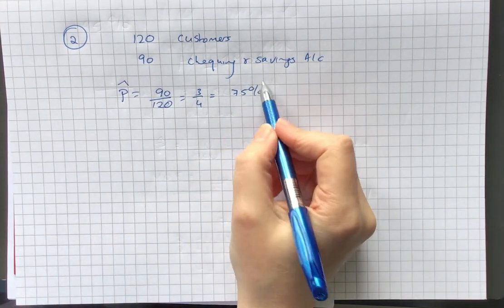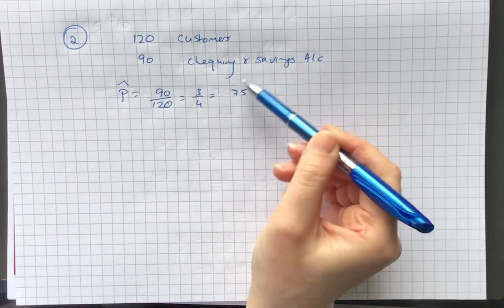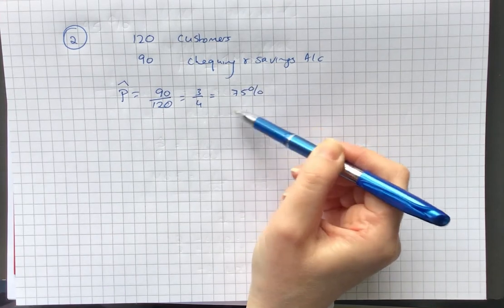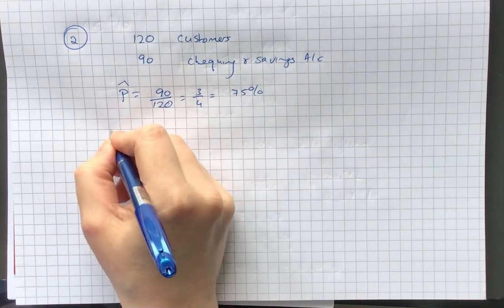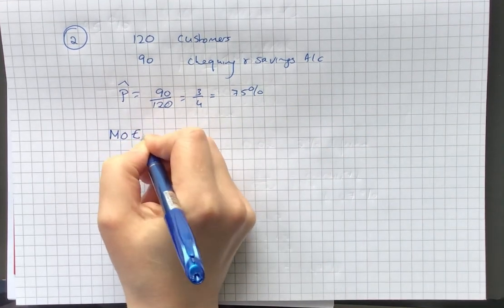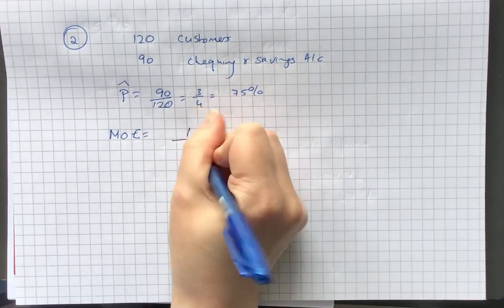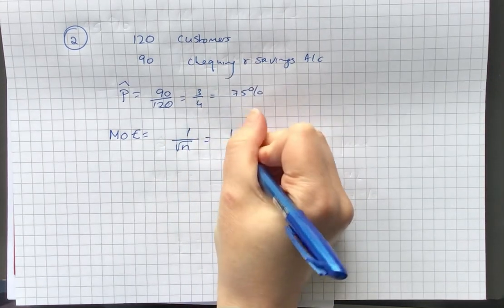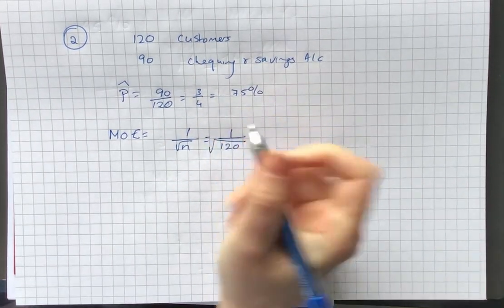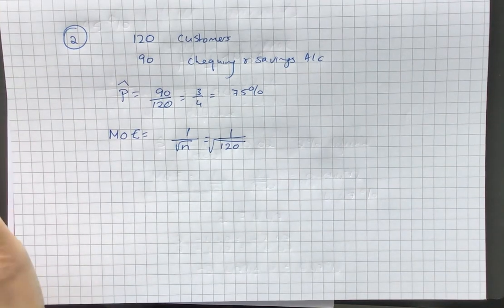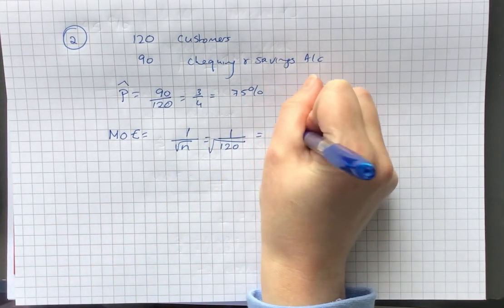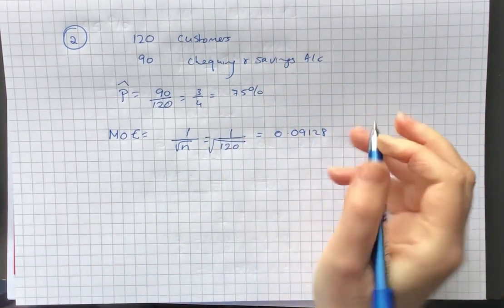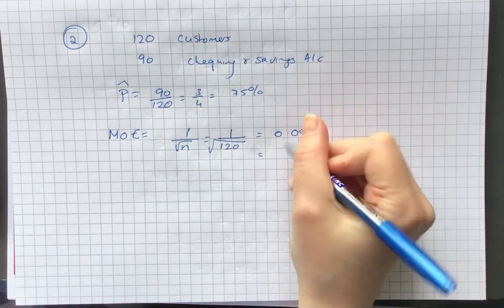Okay, so we have found that our population proportion is that we would expect 75% of people to have a checking and savings account. So we have to calculate our margin of error. Our margin of error is equal to 1 over root n, and in this case we surveyed 120 people, so it's 1 over root 120, which is equal to 0.09128, and it goes on. So I'm just going to round that to 9%.